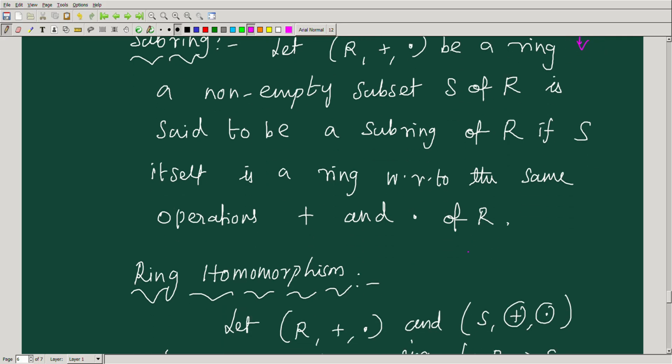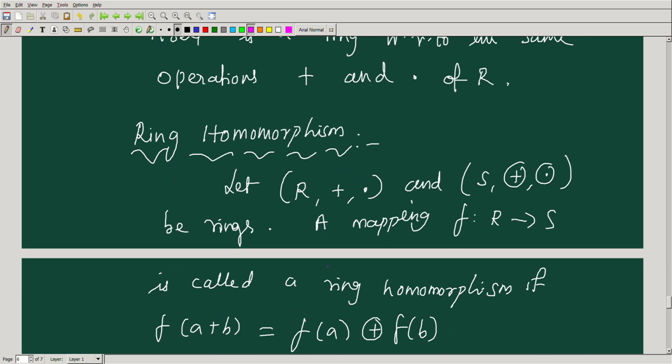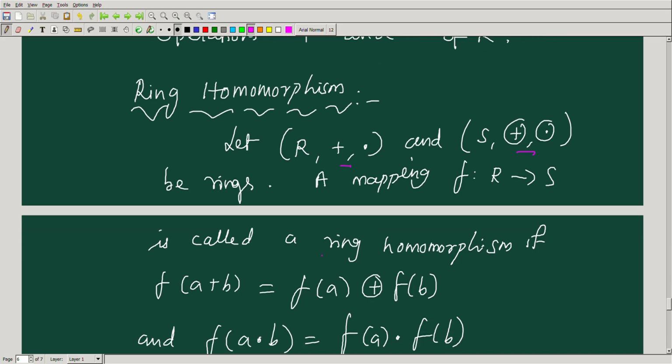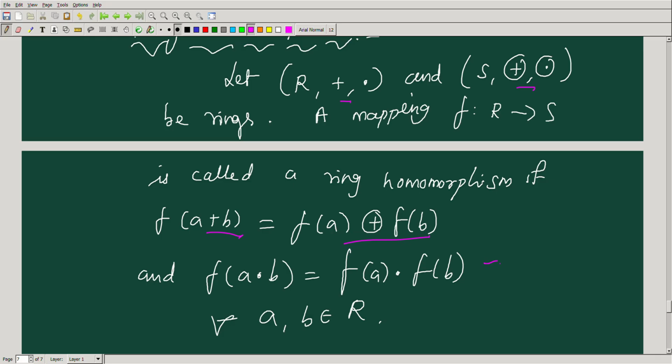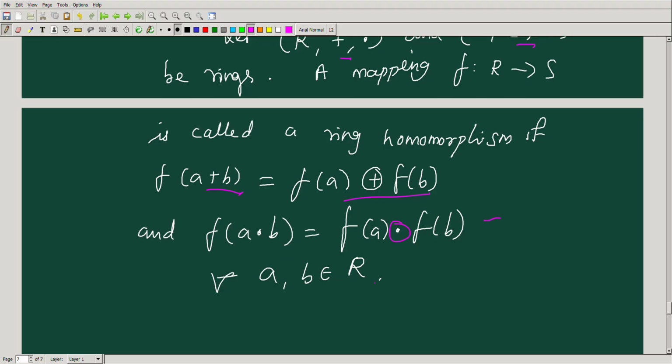Next, ring homomorphism. Ring homomorphism is nothing but a function based on 2 concepts. Here I am taking plus, here I am taking direct plus. So on the left side you are using the first operation, and on the second side you are using the second operation. Similarly here also, this is also direct plus. So for all, you are taking elements from the ring. So this is the basic concept.